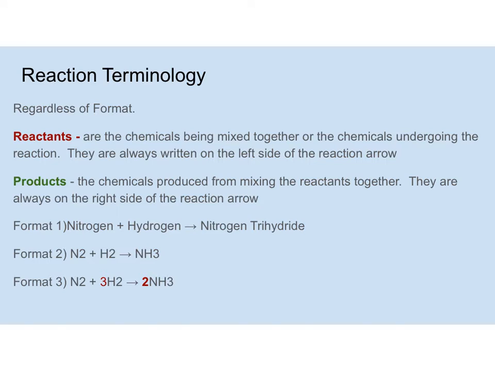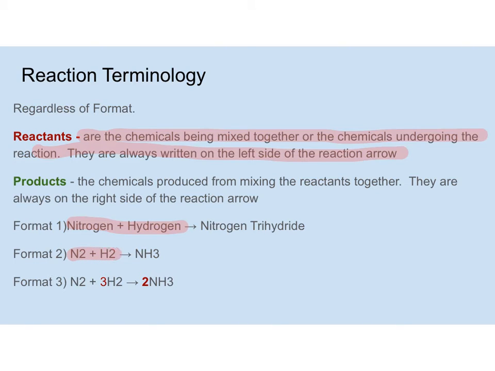So what reactants are? They are the chemicals being mixed together, or the chemicals undergoing the reaction. So I'm going to highlight these in red here. Okay. Now they are always written on the left side of the arrow. So if we look at our three formats at the bottom, word, a skeleton, and a balanced, all the reactants are on the left side. I'm going to highlight these in red.